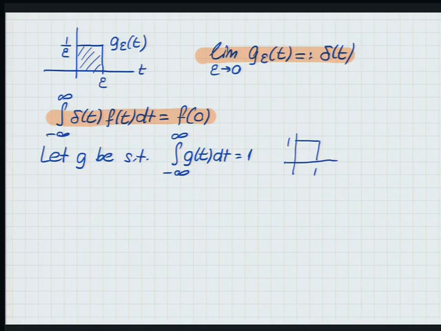Or I can use other things like, for example, the sinc function. Sinc of t. Why does that make the cut? Does it have area equal to 1 underneath?